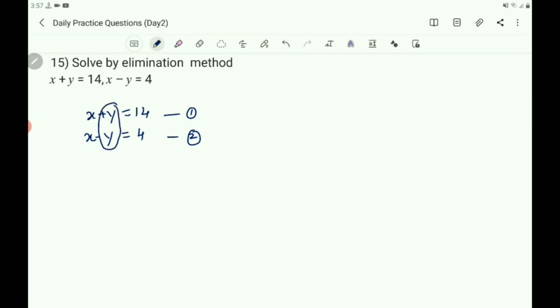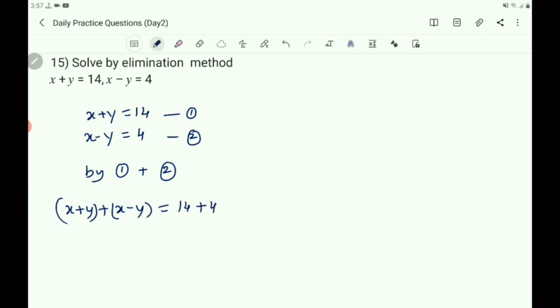If you want to eliminate y, as they have different signs, you must add the first equation and the second equation. So let us cancel y by adding them. You take first plus second. The first equation is x plus y, plus x minus y. Here you add the LHS and LHS, RHS and RHS: 14 plus 4. So you get x plus y plus x minus y equals 14 plus 4.